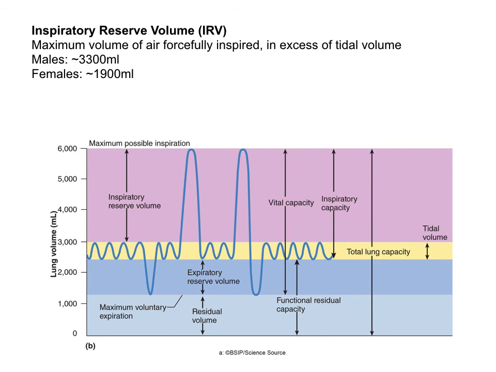Now, if you look at the male and female averages, you can definitely see a huge gender effect between the two. Males on average, healthy average, is about 3,300 milliliters of air. Females on average, about 1,900 milliliters of air. And that is based on torso size. Males have larger torsos than females, and muscular development.